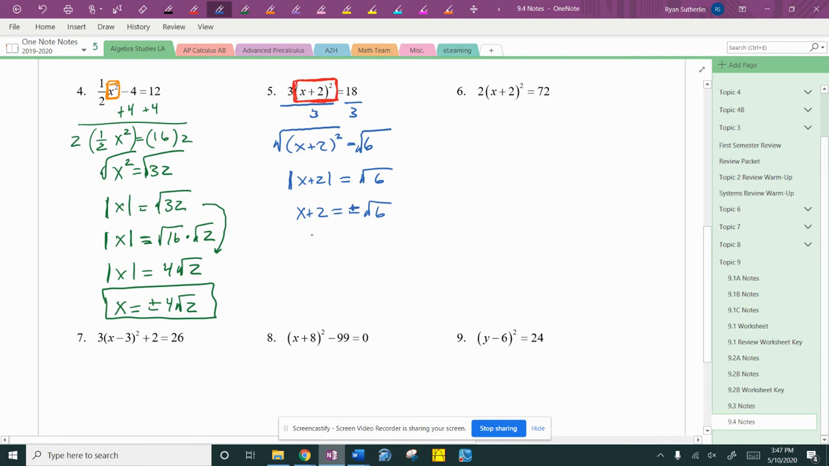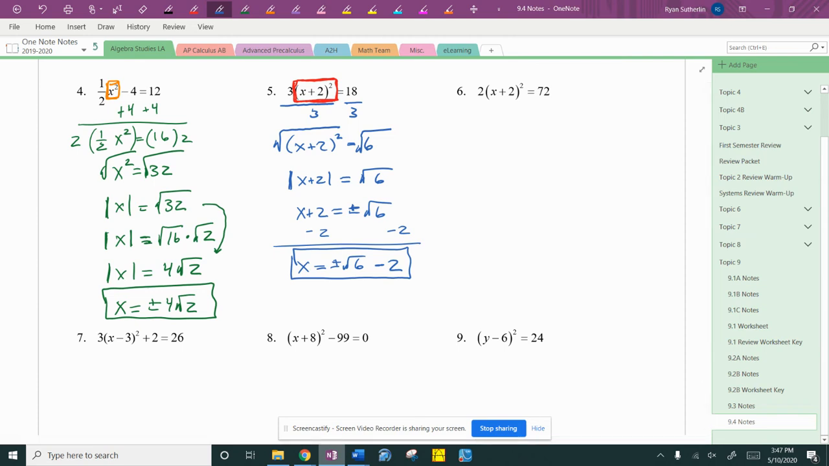And now, to get x by itself, I'm just going to subtract 2 from both sides. So I'm going to do minus 2, minus 2. So I can write this as plus or minus root 6 minus 2, or negative 2 plus or minus root 6. Either one of those is correct.